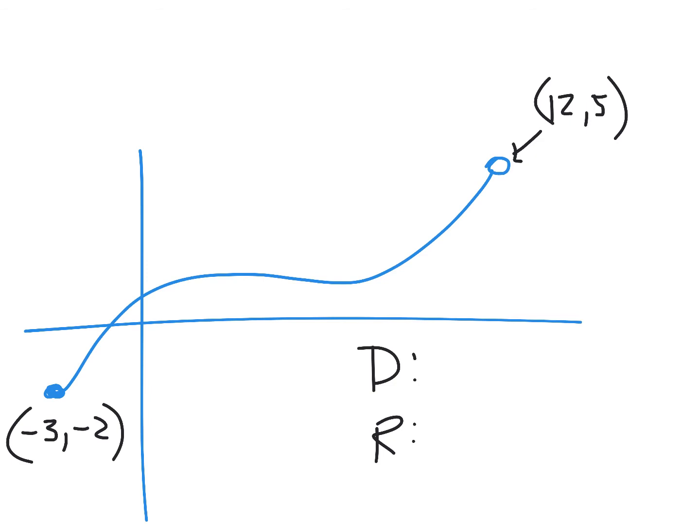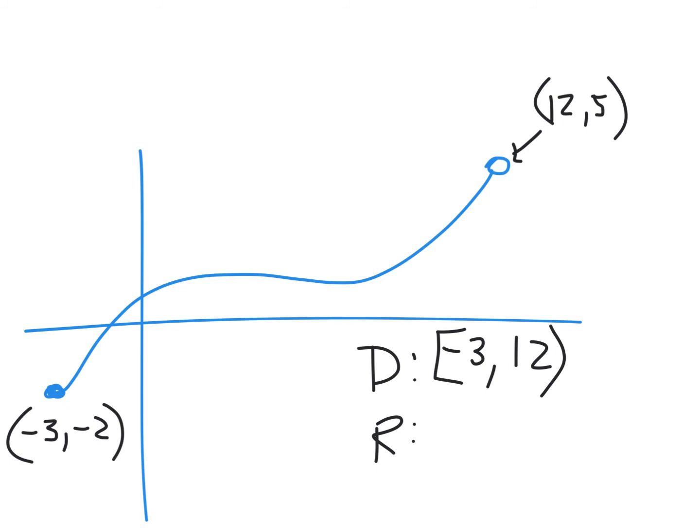Domain would be -3 and 12. -3 to 12 is correct. Good. And which one has a bracket? Which one has a parenthesis? That's a trick question. They both have brackets. Pretty sure it doesn't touch 12. So therefore, parenthesis there. Bracket, then parenthesis. I think that's how it works.